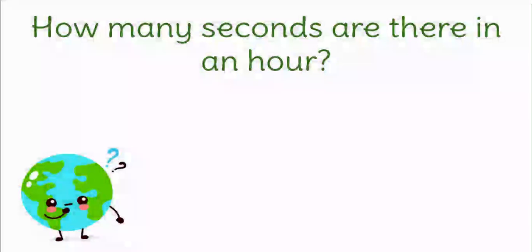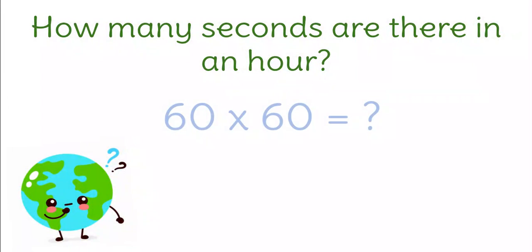Right then, how do we work this out? We know that for every hour there are 60 minutes, and for every minute there is 60 seconds. So we are looking for 60 seconds times 60 minutes, or 60 minutes times 60 seconds. They are commutative. But that looks like a really tricky question to try and work out.